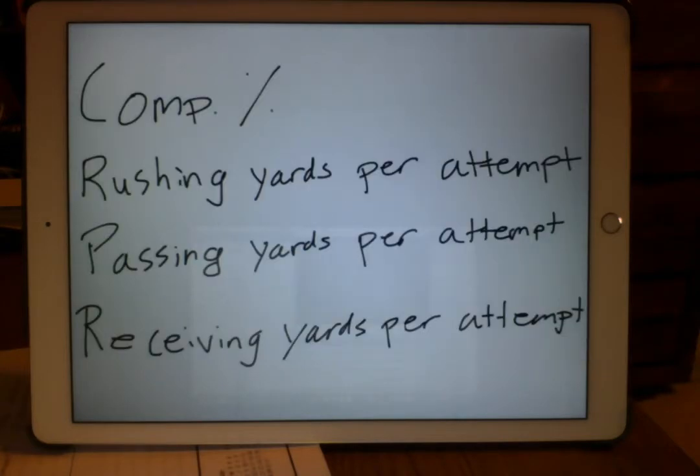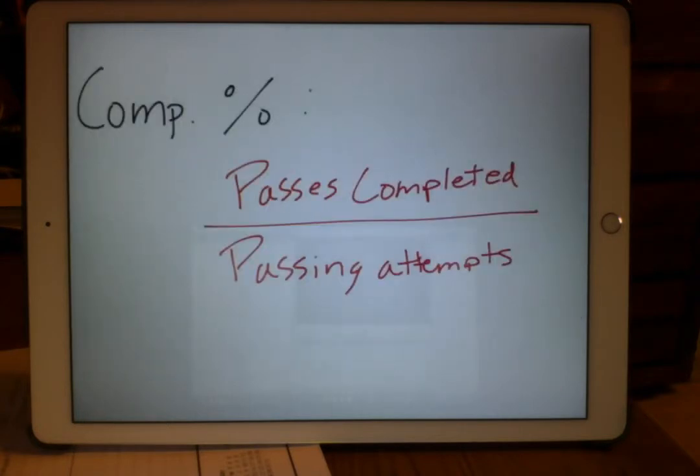We will move on to football. We'll start off with completion percentage, move on to rushing yards per attempt, then passing yards per attempt, and receiving yards per attempt. I should actually say per reception. Alright, so starting with completion percentage, that is just passes completed divided by passing attempts. You can calculate this for one specific game, through half the season, or even the full season.